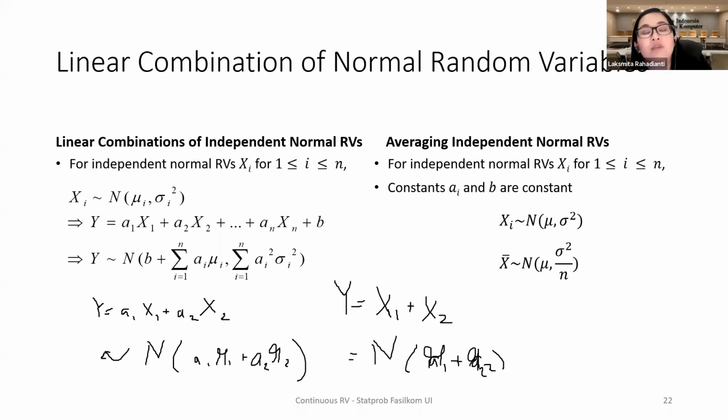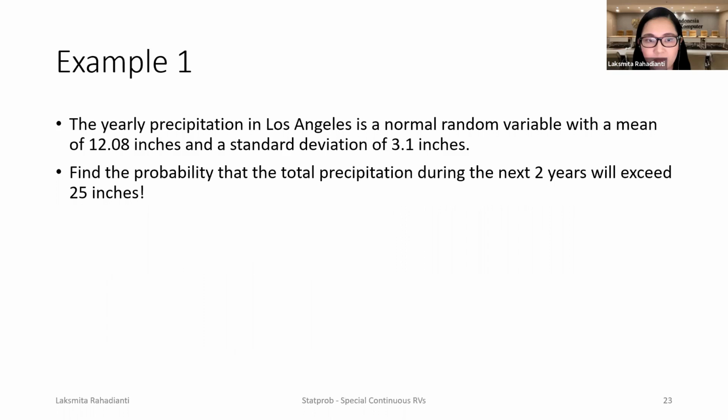And on our right-hand side, we have averaging independent normal RVs. And note here that if A and B are constants, I can then compute X as the average of multiple Xi's in this case. Then the mean does not change, but the standard deviation must be divided by the number of random variables involved. So to illustrate these possible combinations better, I'm going to use some examples.